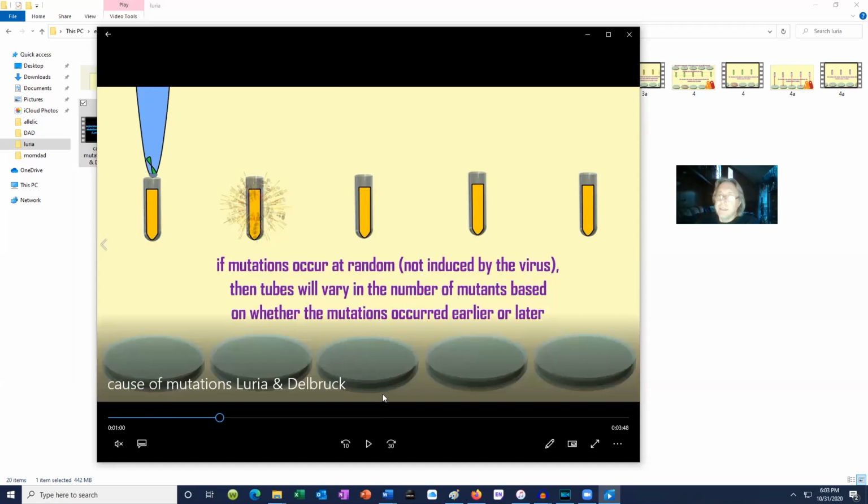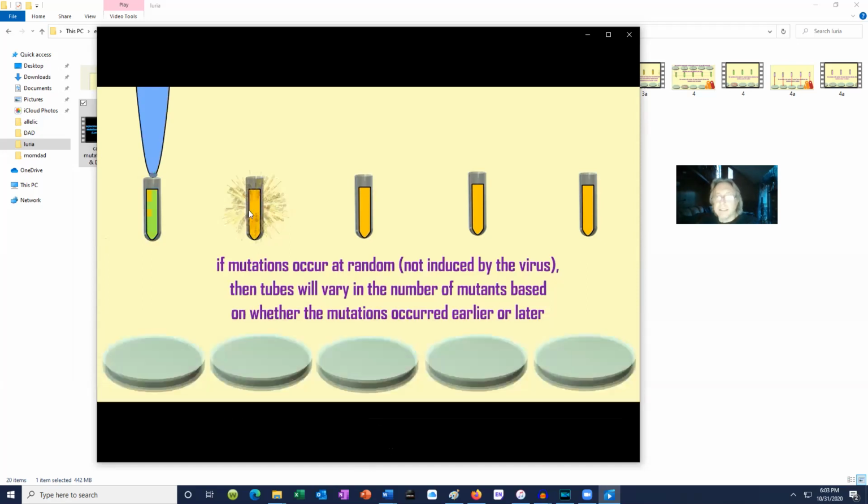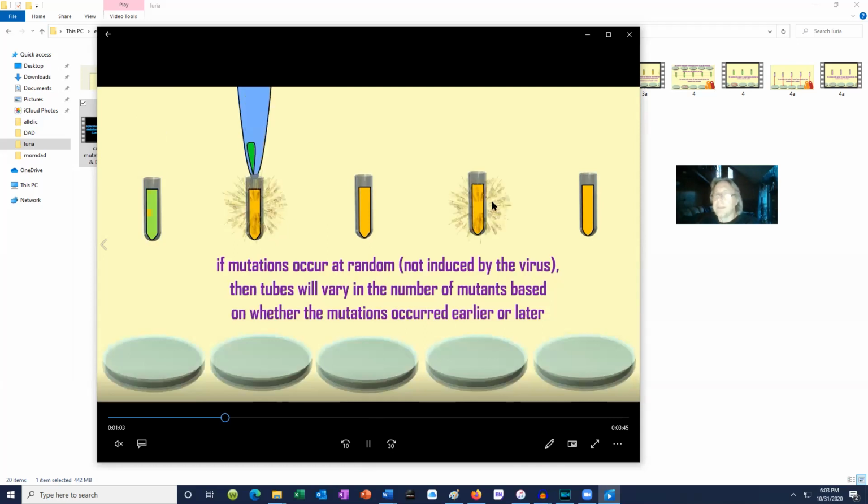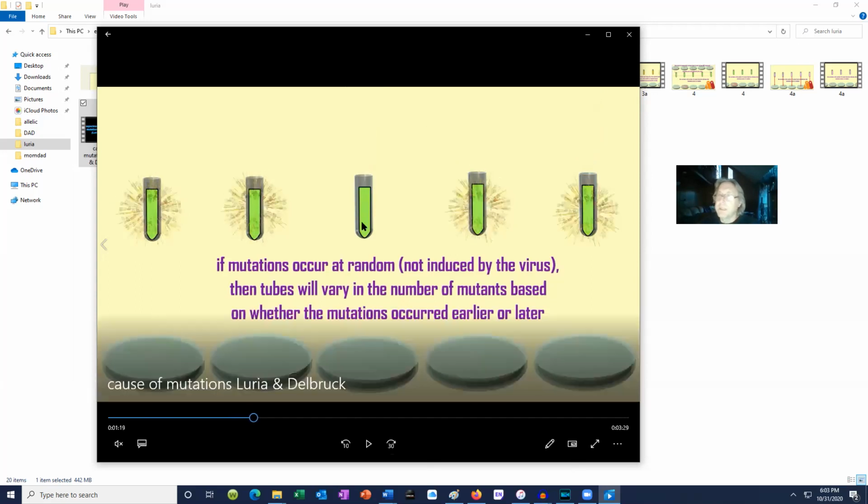But if it's not the addition of the virus, if mutation just occurs randomly, then once you made this bacterial culture, maybe in this culture the mutation happened early. And let's say you started adding viruses, whatever. But then a mutation occurred here, and then a mutation occurred in another tube or another tube. So it's not the addition of the virus, it's just something that happens at random over time. Sometimes earlier, sometimes later, and sometimes maybe not at all, as in tube 3 here.